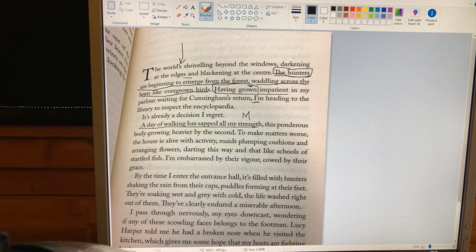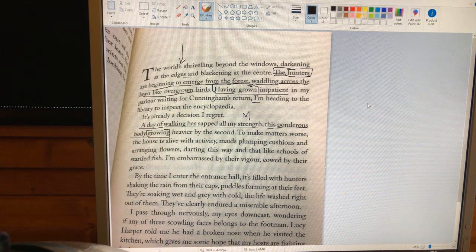Then we have a noun phrase. We have this ponderous body, which is a noun phrase. And then we have the word growing, which is a participle. It is not a verb. To be a verb, it would have to say, this ponderous body is growing heavier by the second, and that would make that phrase a main clause. We'd have a subject, this ponderous body, a verb is growing, and then a complement, heavier by the second.